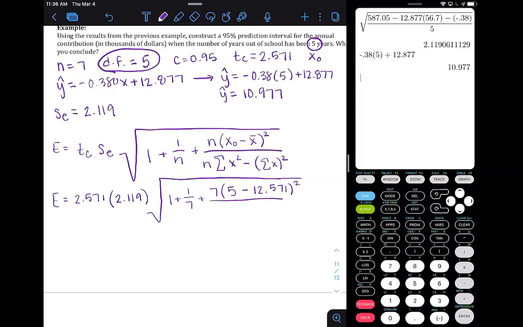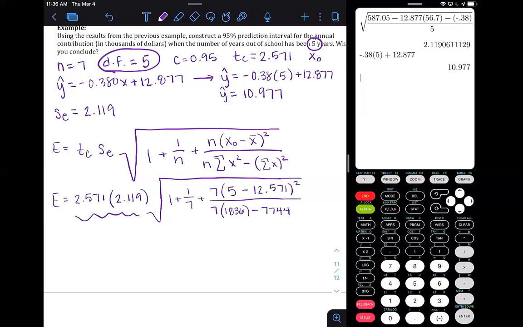And then keep plugging in. So we have 7 times the summation of x squared, which is 1,836, minus the summation of x quantity squared, which is 7,744. And then it's just a calculator game. Here's what I recommend you do. Don't worry about what's on the outside yet. Find that square root first.